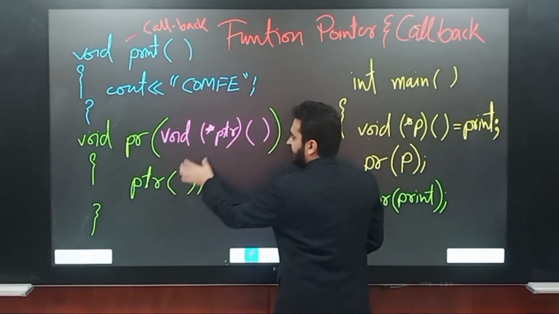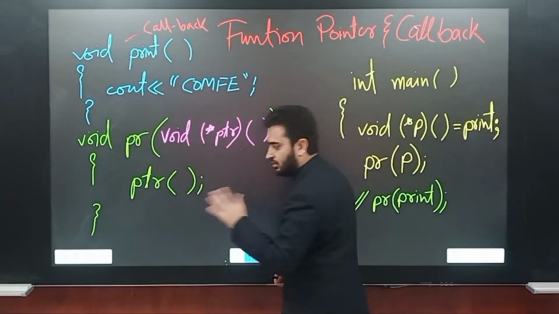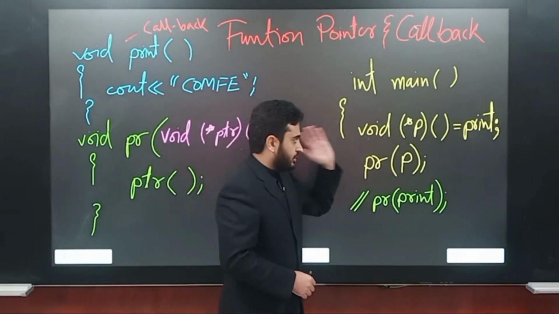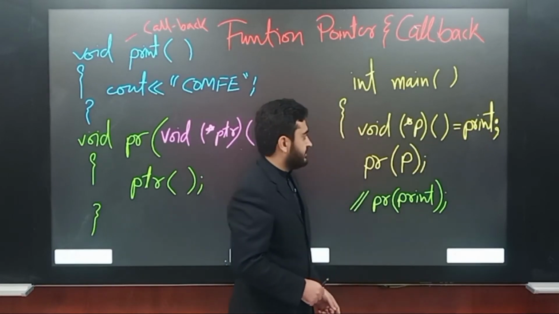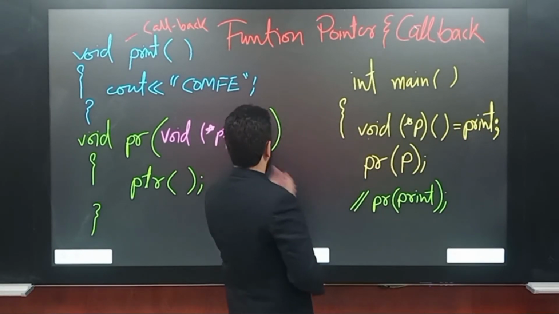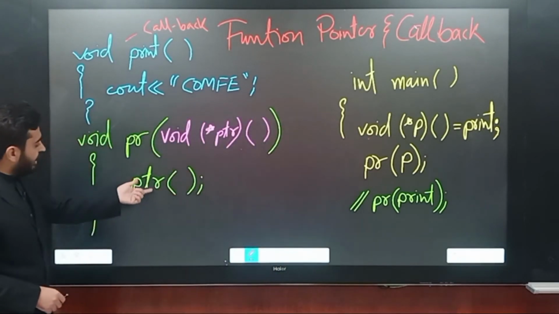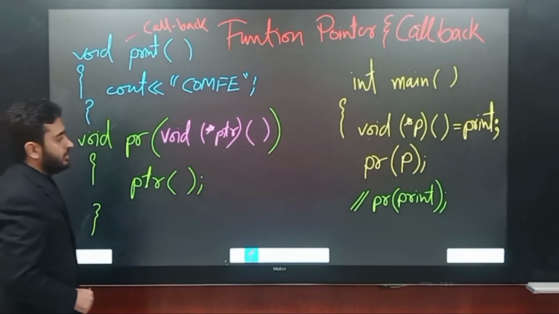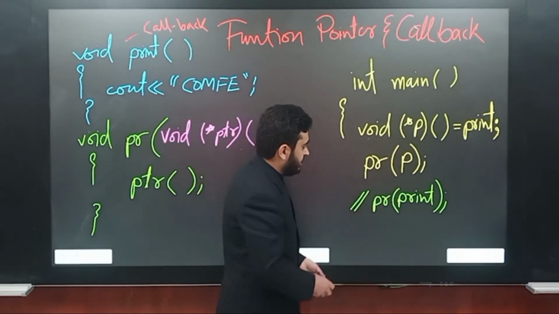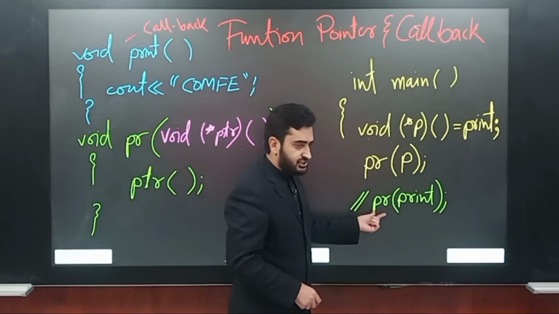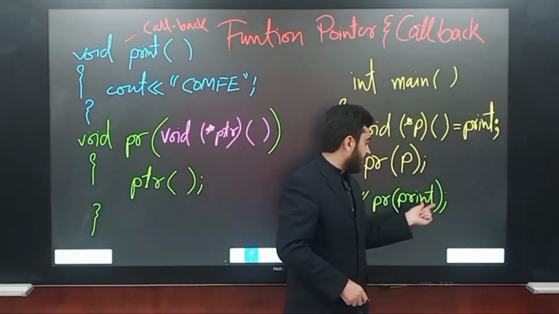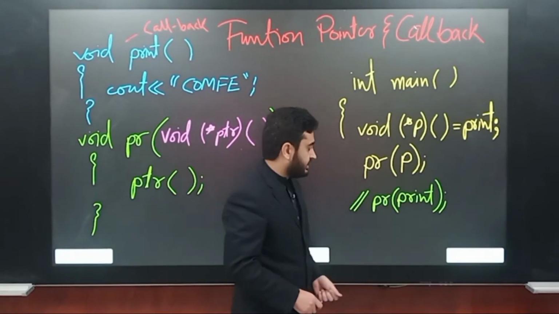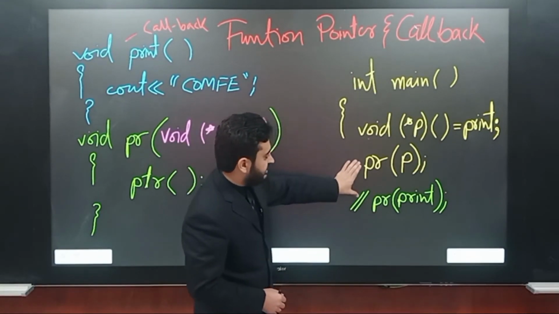This pr function accepts a pointer argument to a function. So p is actually a pointer which points to the print function. And we are passing this p to the user-defined function pr, and this function will call back the function print, and this function will be executed then. Another syntax to pass this argument is to write directly the name of the user-defined function pr, and then pass the name of the function print which you want to execute through the callback function concept.